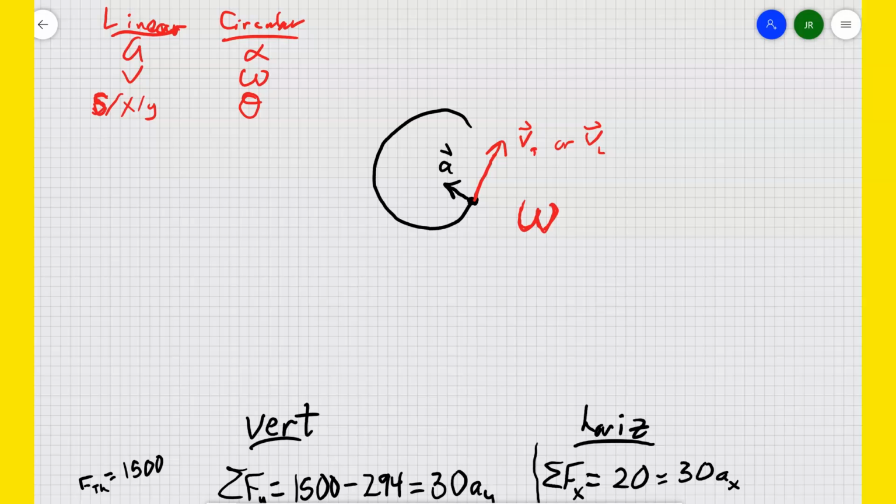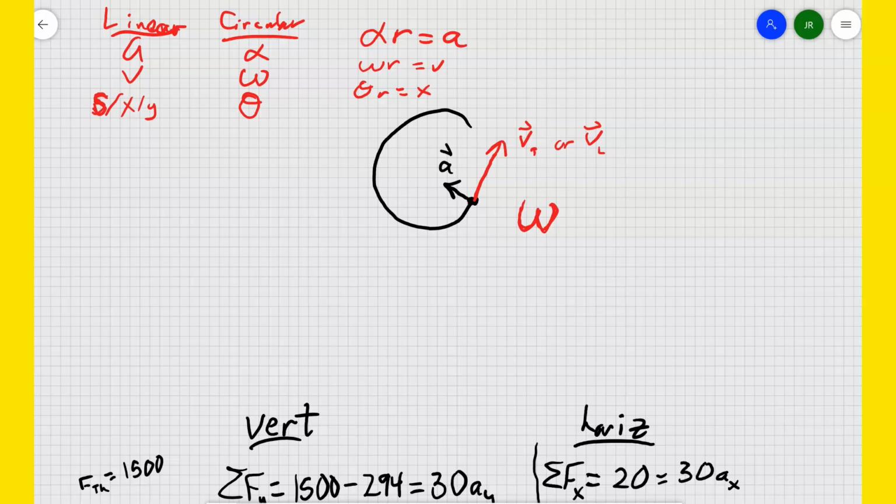And to get from circular to linear, we can always take the rotational concept. When I say rotational, I mean circular. Multiply it by r, which is the radius, and that will always give us the linear version of that. So if we want velocity, omega r gives us velocity. Theta r gives us position, or displacement, or whatever you want to say.